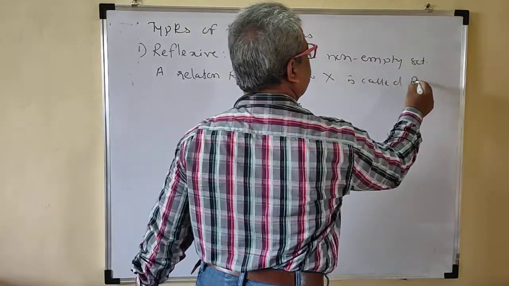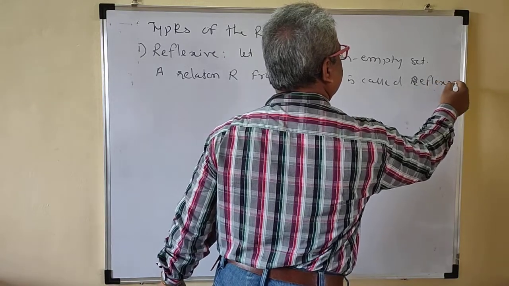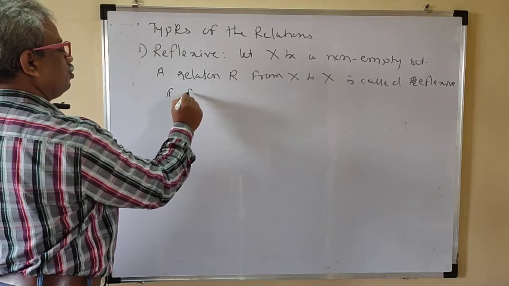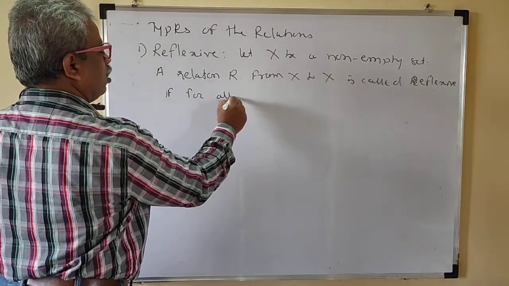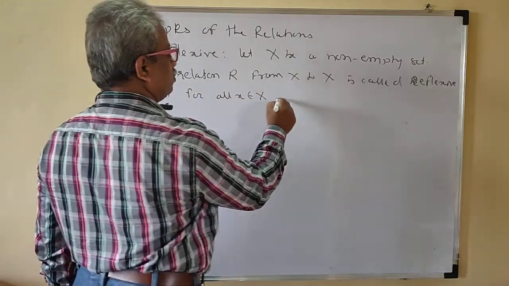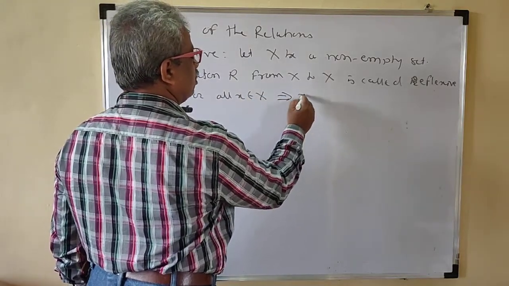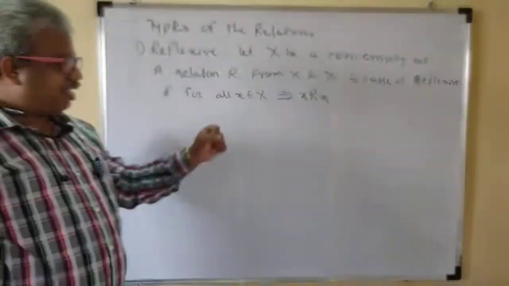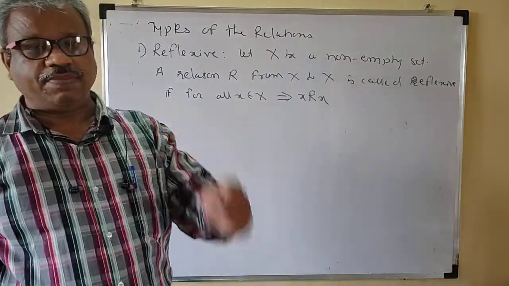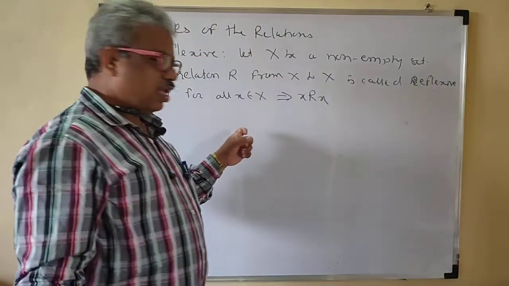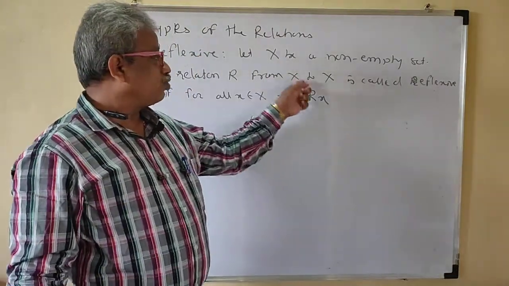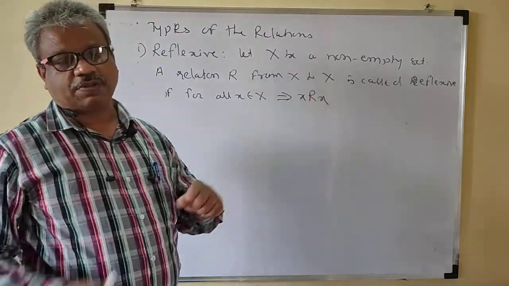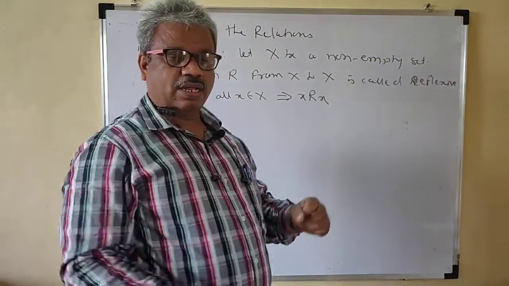is called reflexive if for all x belonging to X, x is related to x. So that means every element is related to itself, which is called a reflexive relation, right? So the image of 1 is 1. So here R is a subset of X cross X such that x is related to x. That means every element is related to itself.